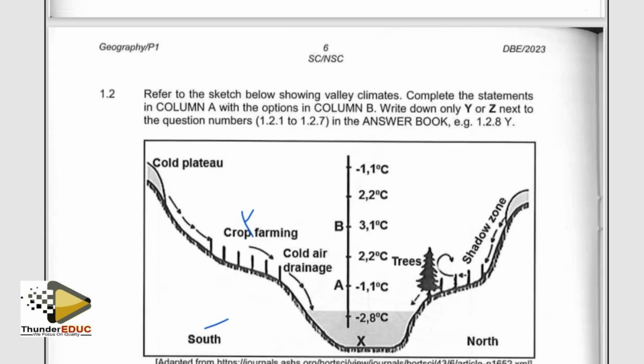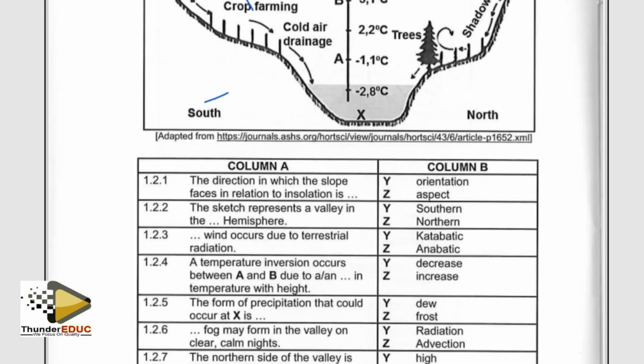Okay, so we go down there, see the questions. So we are using this to answer this question. So 1.2.1, the direction in which the slope faces in relation to the insolation. Yes, that is Z, which is Z here. The sketch represents the valley, which hemisphere? The hemisphere obviously is southern hemisphere. Why? Because the north-facing slope is warmer than the south-facing slope, which makes it the southern hemisphere. So here is why.